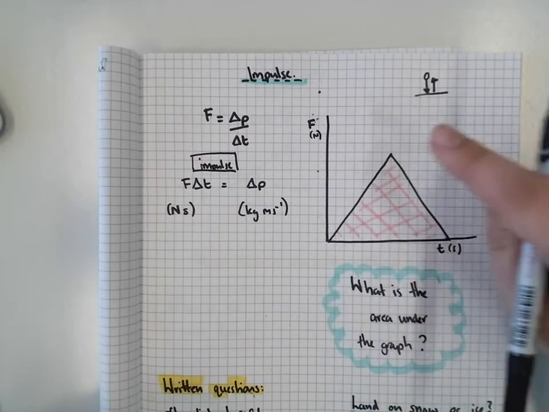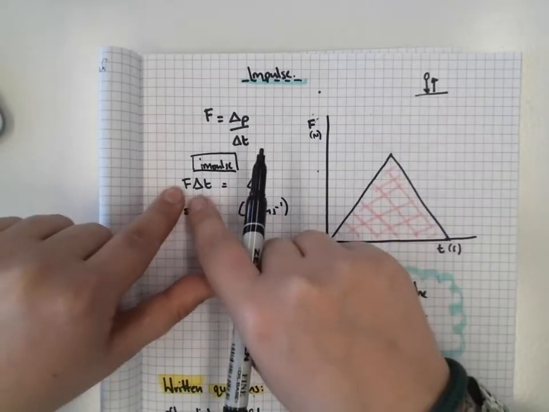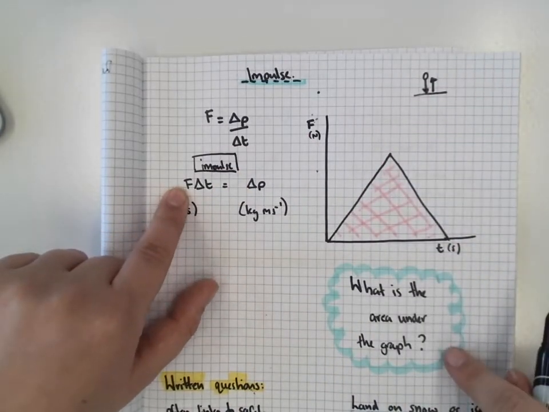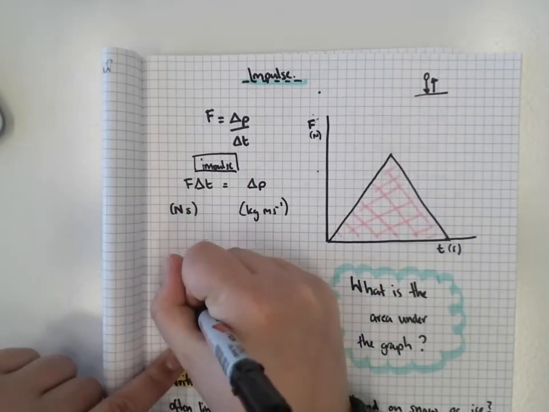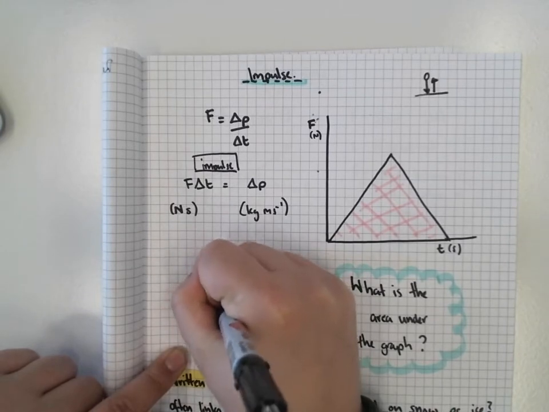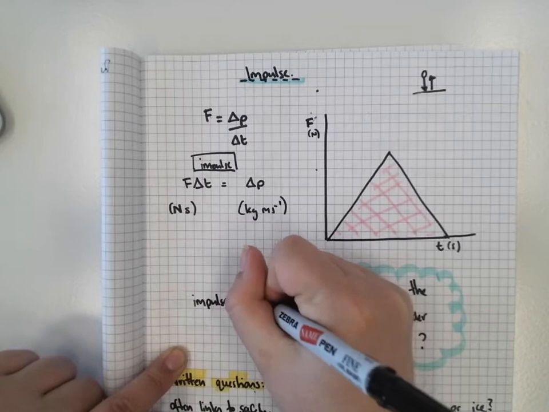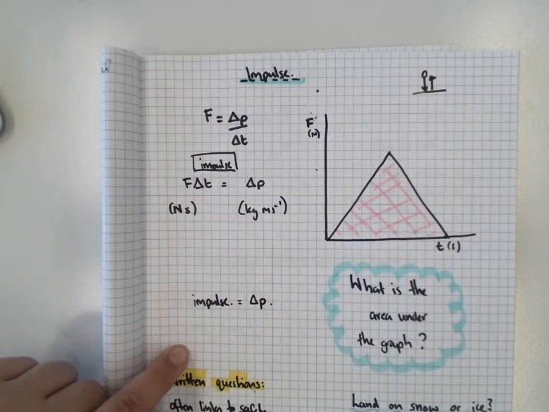The other thing then, looking at this force time graph, force times time is the impulse. The area underneath the graph is equal to the impulse. So force times time, but also therefore it's equal to the change in the momentum that has taken place.